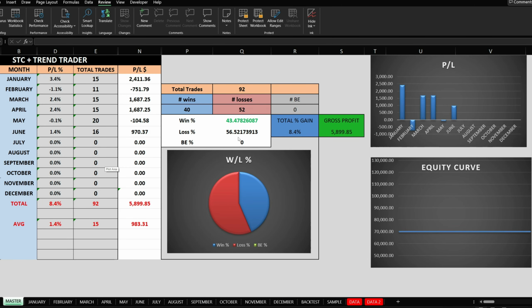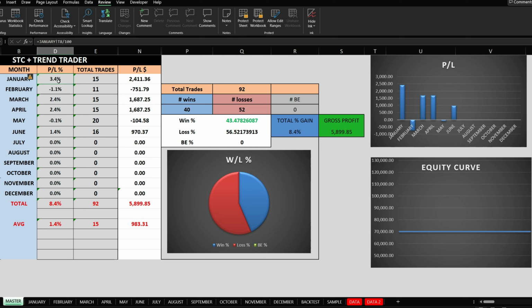And here's the results of the backtest session. So at the 6 months, we finished with 92 trades, 40 wins, 52 losses for a win percent of 43.47%. So obviously not the 98% win rate that it claimed, but still a decently profitable strategy. From 6 months, we gained 8.4%.